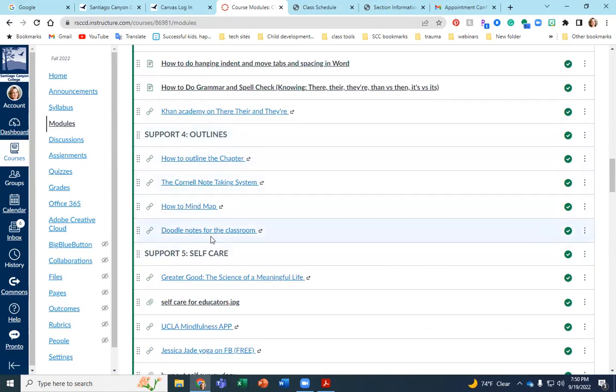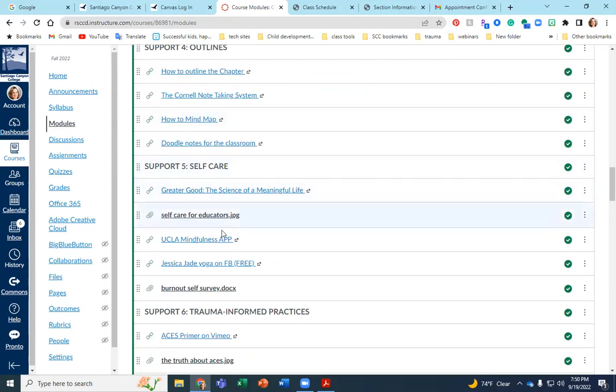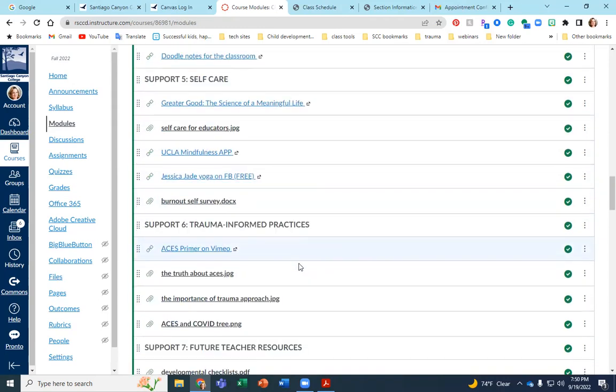Outlines, how to outline the chapters, but I will show you what that looks like on an actual outline assignment. Self-care, this is the UCLA mindfulness app I use every single day. They have 3-minute guided meditations, they have 30-minute podcasts, all that stuff. Here's my actual yogi who's in Shape magazine, but she's a plus size or size positive yogi.